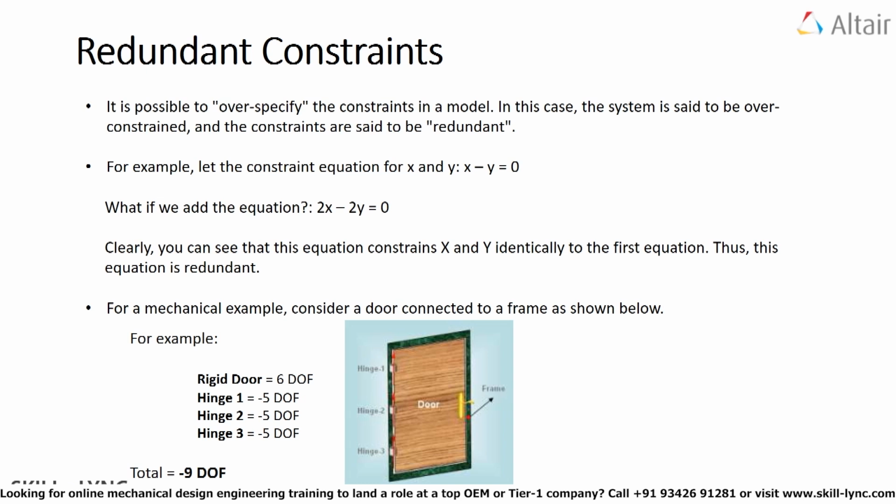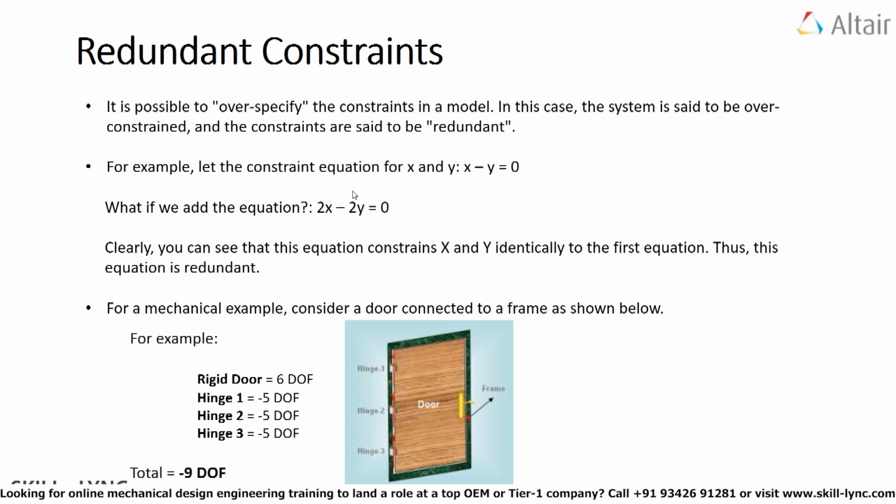To make this concept more clear, I have tried to explain it using a mathematical equation in this slide. Consider a constraint equation, x minus y equal to 0. If we add the same equation, we get 2x minus 2y equal to 0. Clearly, you can see that this equation constrains the variables x and y identically to the first equation. Thus, the second equation is called a redundant equation.